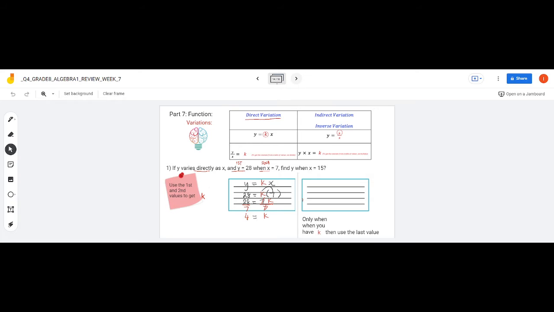We have our k value. All right, we used our first and second value to find k. Now we have to write it back into the original equation. y equals to, what's our k? Our k is 4, and then x.